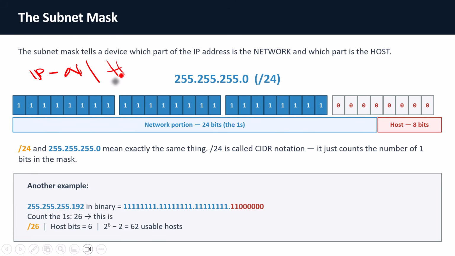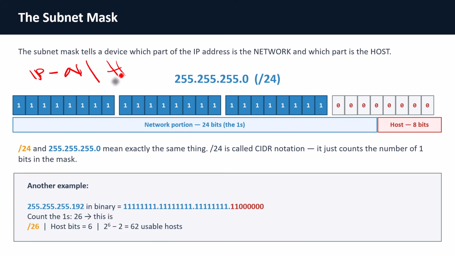And it is the subnet mask, that number, that helps us describe which part of that IP address belongs to the network and which bits of that IP address belong to the host portion.